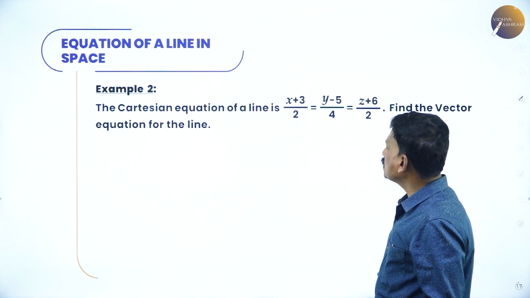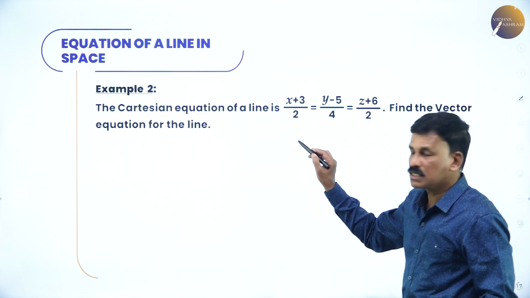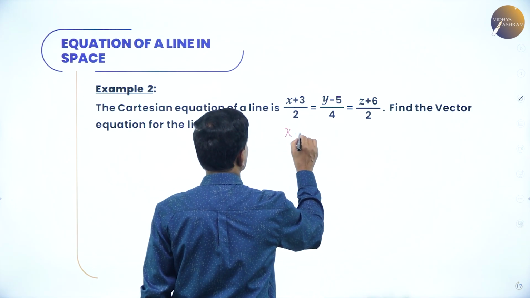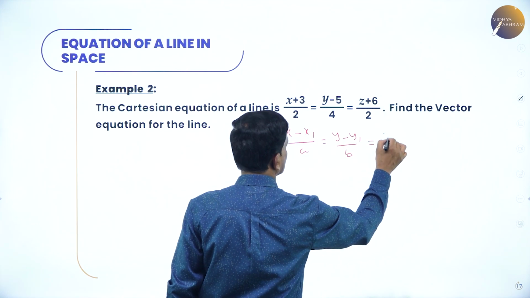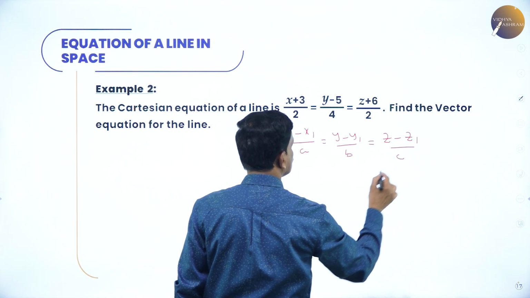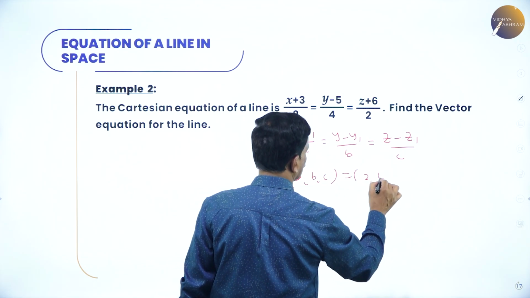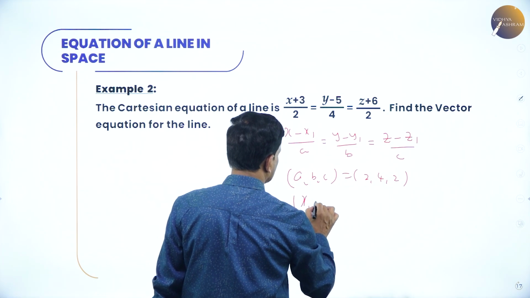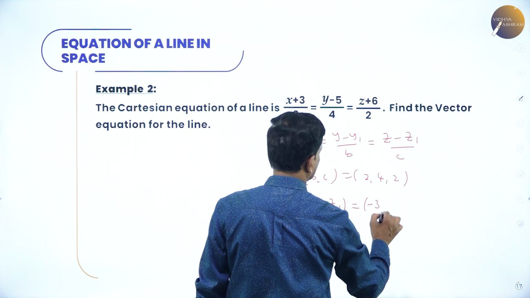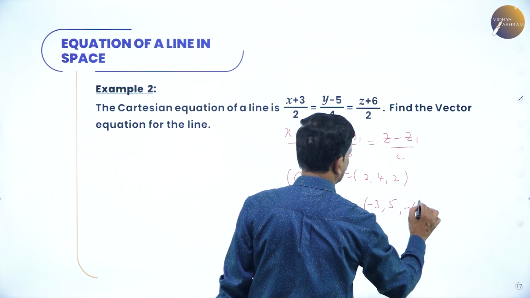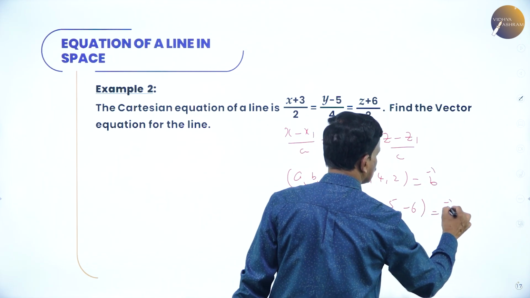The Cartesian equation of a line is given, and we have to find the vector equation. Now, very simple. What is given? Compare this with (x − x1)/a = (y − y1)/b = (z − z1)/c. So a, b, c, the direction ratios, are 2, 4, 2. Then x1, y1, z1 is minus 3, 5, minus 6. So this is vector b, and this is vector a.